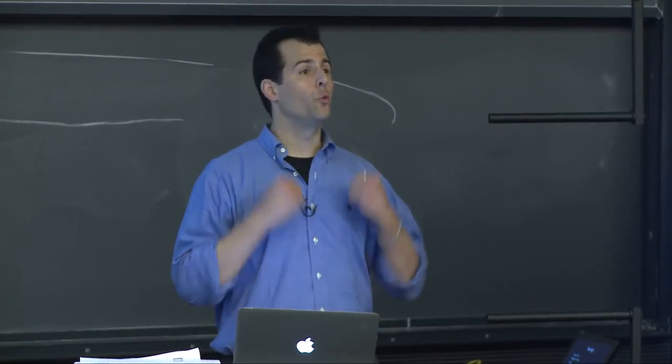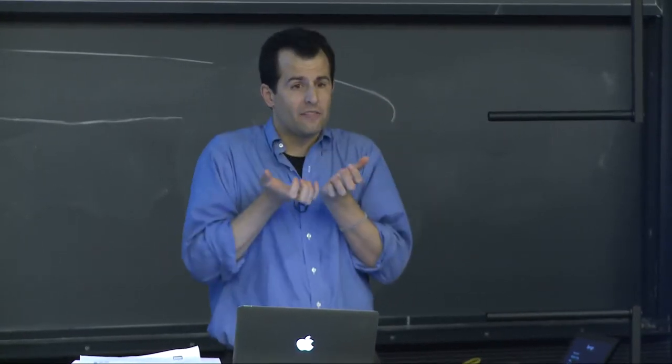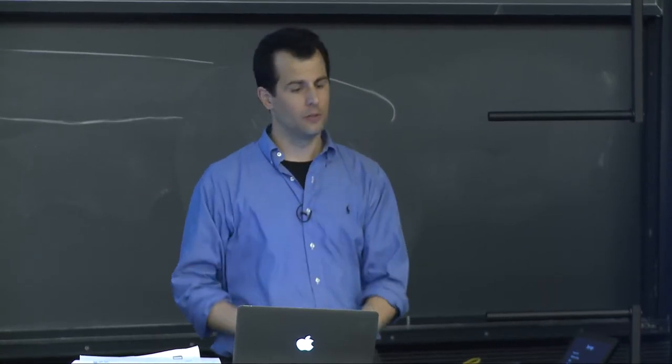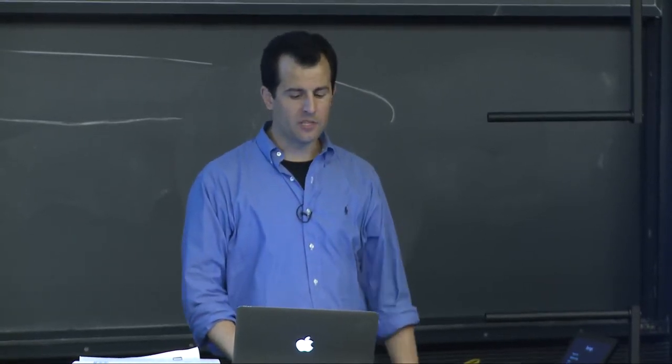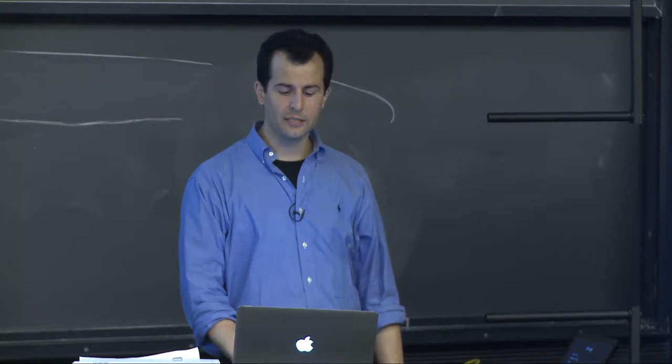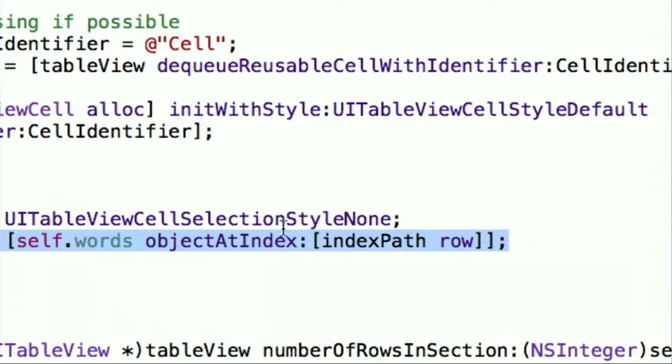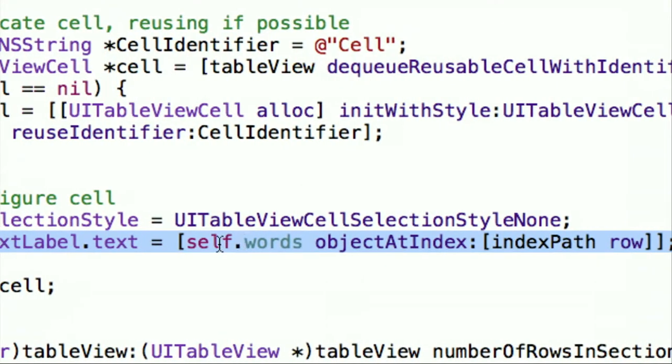Correct. It's asking me, what do you want here? And I have to hand it back the rectangular cell, effectively. Exactly. And then I'm setting the cell's text label text to be whatever is returned from the object at index row. So what's at index 0? What's at index 1? I'm passing that message to words so that I get the 0th object, the 1 object, 2 object, 3, and so forth.